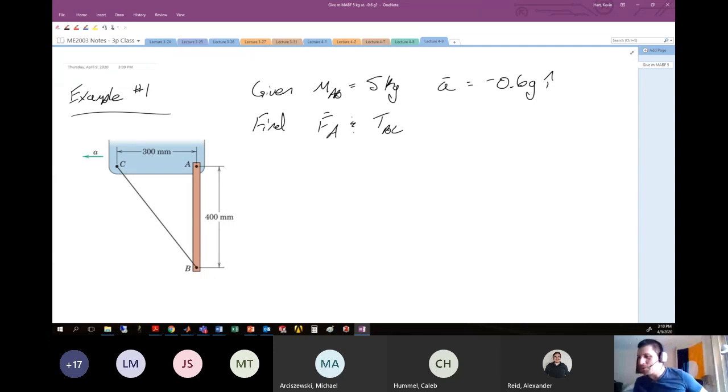Okay, so here's our example problem. We've got this vehicle moving to the left, and we're interested in the force at A and the tension in BC. So I've copied the givens down here. We're given that the mass of this particular rod AB is 5 kilograms. The acceleration of this guy is 0.6 g, and I'm going to say it's negative 0.6 g in the i hat, so it's moving to the left. We want to find the force at point A and the tension in BC. Notice here that I've written the force as a vector quantity and the tension in BC as a scalar quantity. That's because tension is a scalar value and forces are vector values.